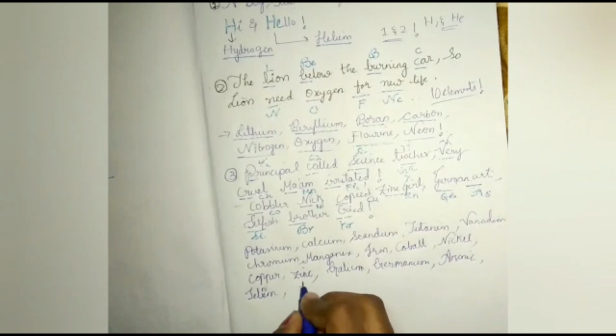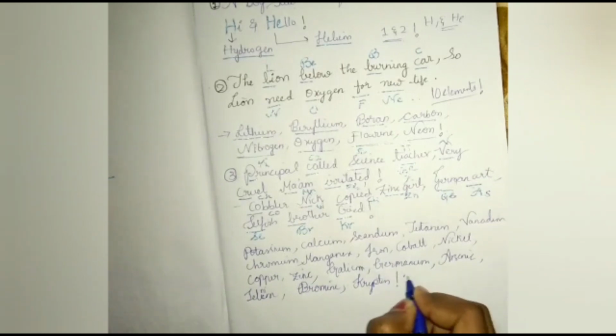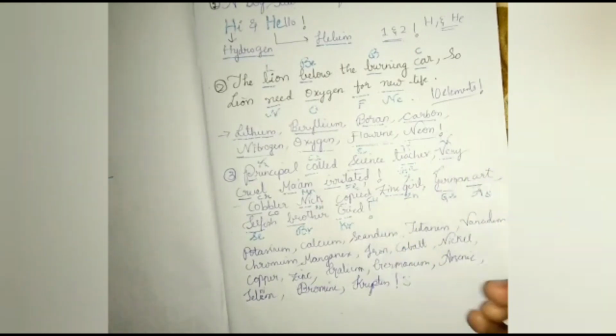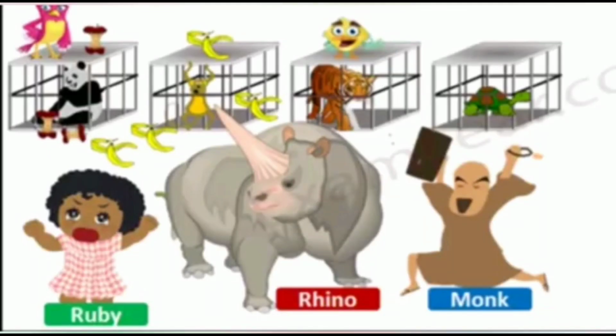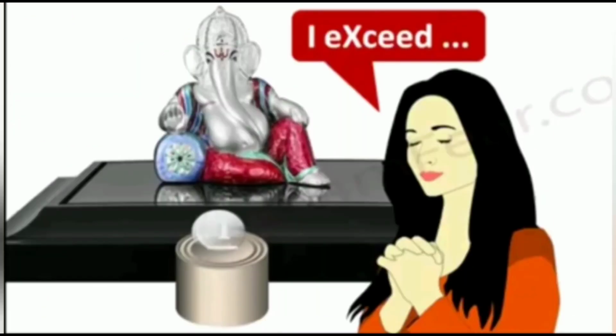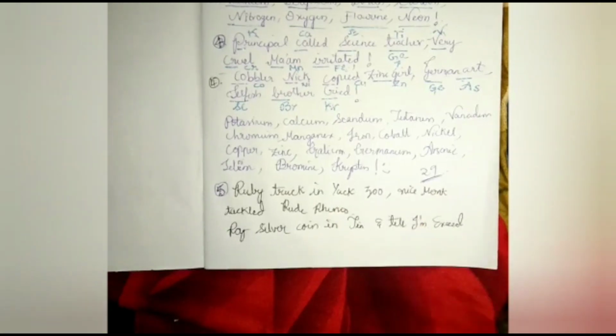Okay, next we enter into the third line. Here we see the ruby, rhino, monk, and also here the silver coin, god, and a girl wishing. That is the line of the visualization picture: Ruby, Strong Yellow Jew, Nice Monk, Tackle Rude Rhino. So this is one line. Another is Pay Silver Coin. First, pay silver coin in tin until I am exceed. So this is the subline of another storyline.